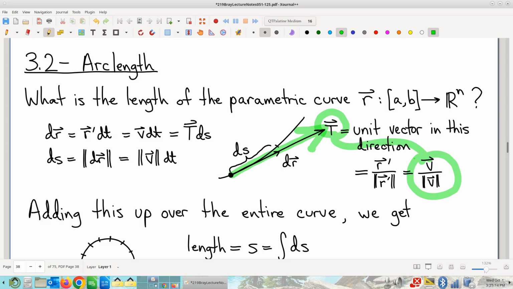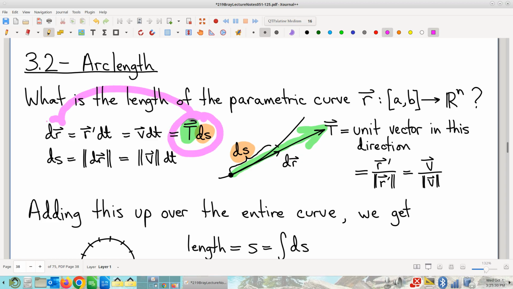It's interesting how it relates to these other objects. T times ds gives you the dr vector.